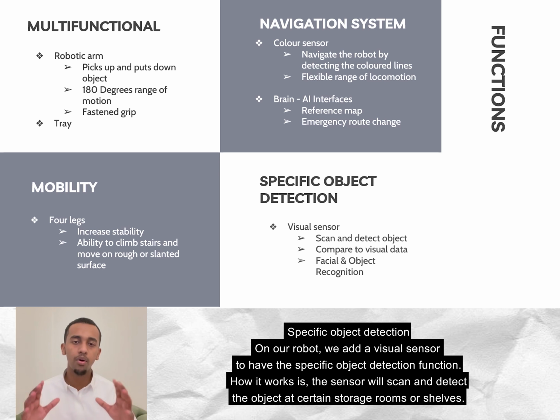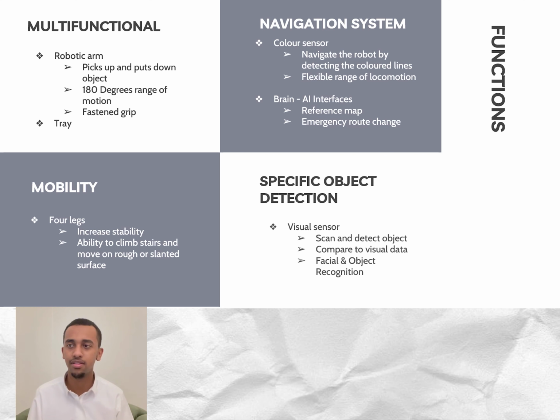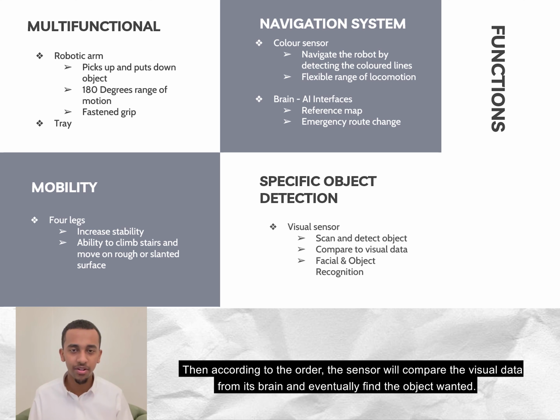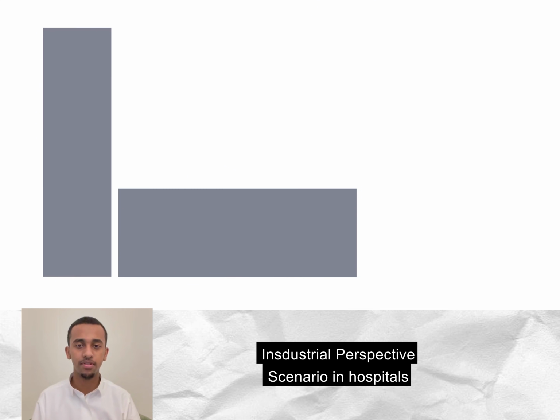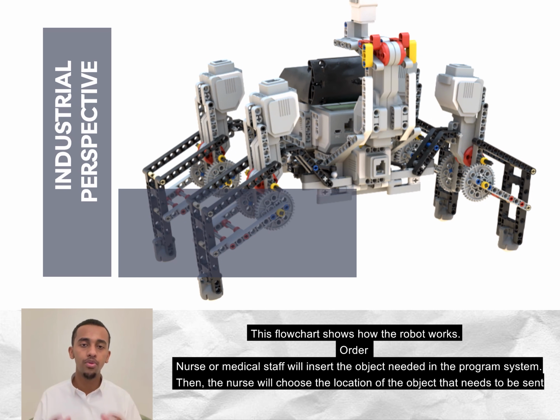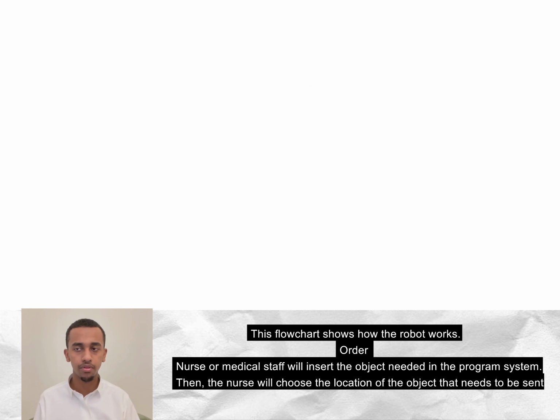Specific object detection. On our robot, we added a visual sensor to have the specific object detection function. How it works is, the sensor will scan and detect the object at certain storage rooms or shelves. Then according to the order, the sensor will compare the visual data from its brain. This is an industrial perspective scenario in hospital. The flowchart shows how the robot works.